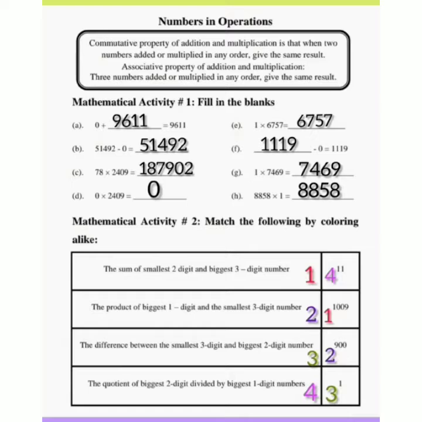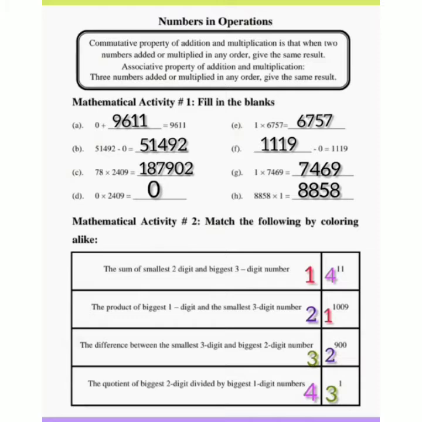Part B. And similar to addition, whenever we subtract 0 from any number, the answer would remain the same. So the answer here we have is 51,492. All the remaining questions use the same method. Remember the point that whenever we multiply any number with 0, the answer would be 0. And whenever we multiply any number with 1, the answer would be the same as that number, not 1. So remember these points while solving the fill in the blanks.